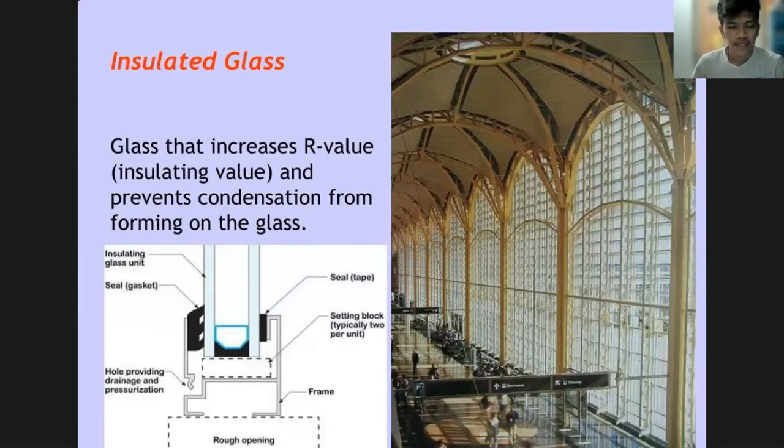Insulated glass. It increases the R-value, the insulating value, and prevents condensation from forming on the glass. The insulated glass unit is made of two or more glass panes, with a spacer and a sealant around the frame.